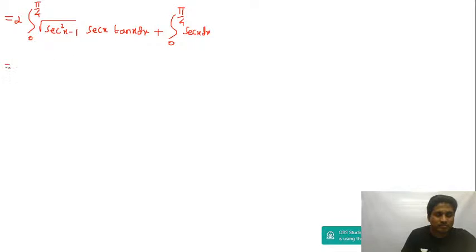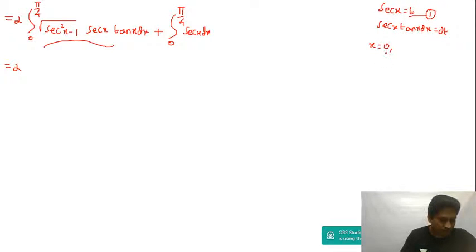Now this is equal to 2 times. Note the step, guys. In the first part, I'm going to put sec x is equal to t. Differentiation of sec x is sec x into tan x dx. Sec x tan x dx is equal to dt. Even the limit will change. Let's call this equation 1. When x is equal to 0, t is equal to sec 0, and sec 0 will be equal to 1.